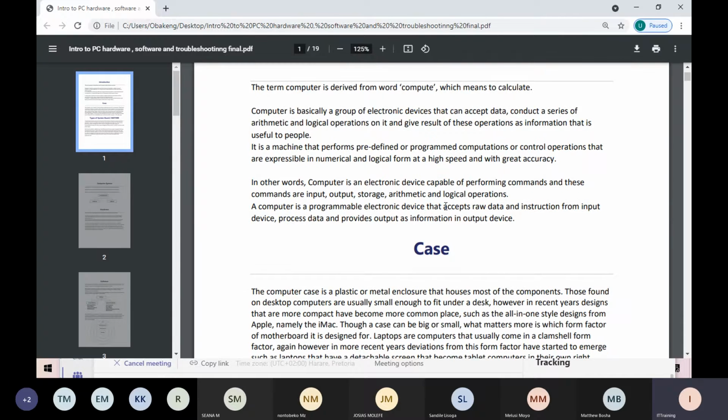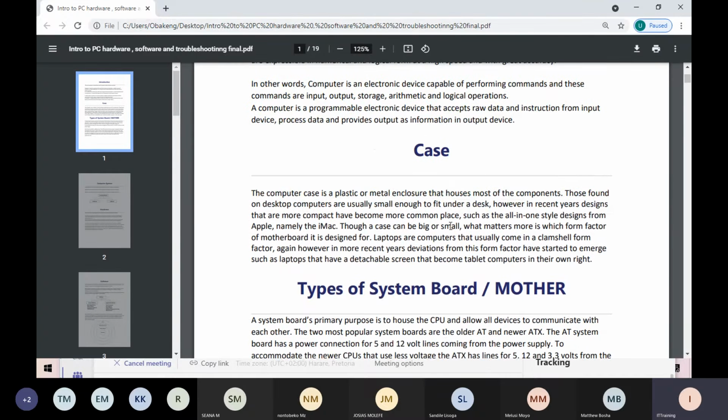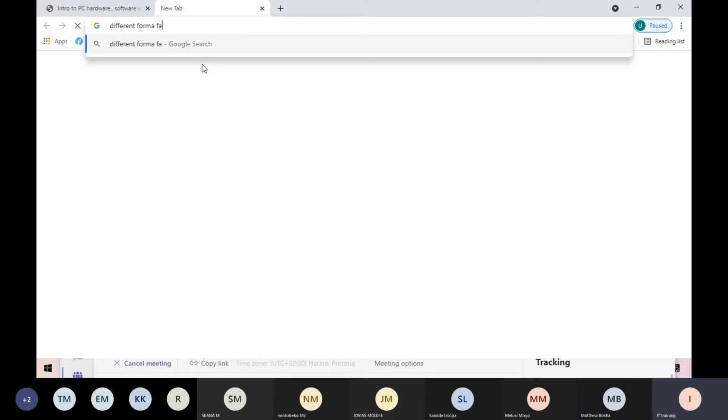So on Monday, we touched on what is a case, and we said a case is a form factor that we use to hold the hardware of the computer. The case is the form factor, which is all we see at our workplaces. Nkosinathi said they come in different forms, whereby we have the desktop and the tower. Some of them are straight, some of them are horizontal. So let's just go into Google and check different form factors of PC.